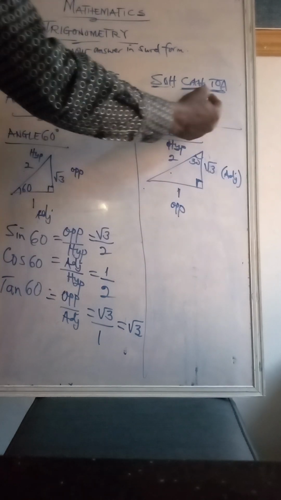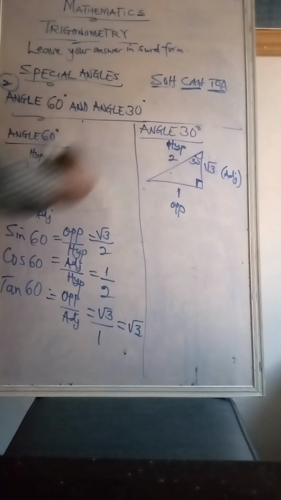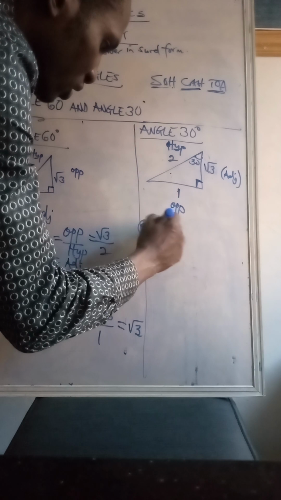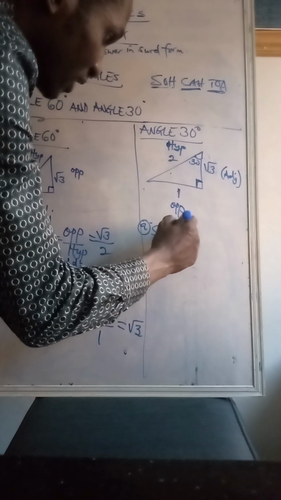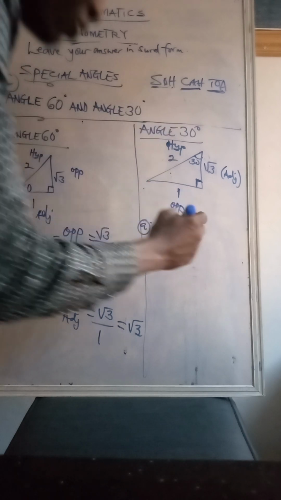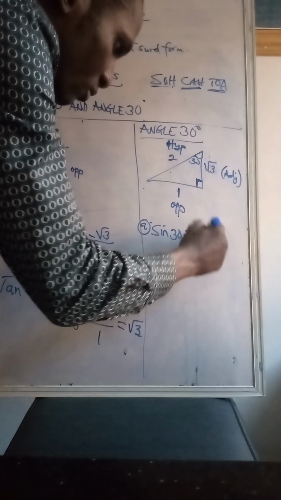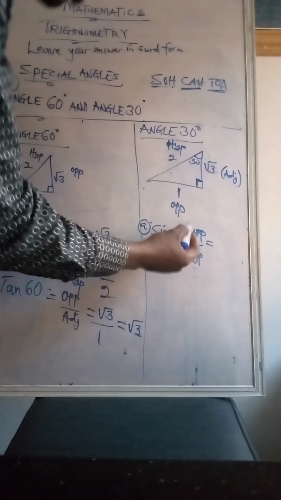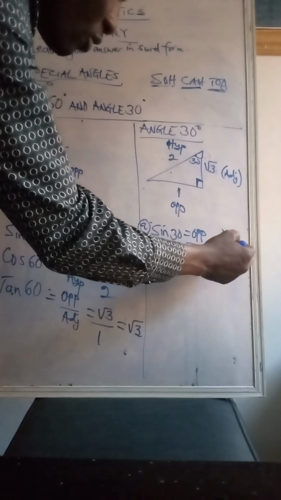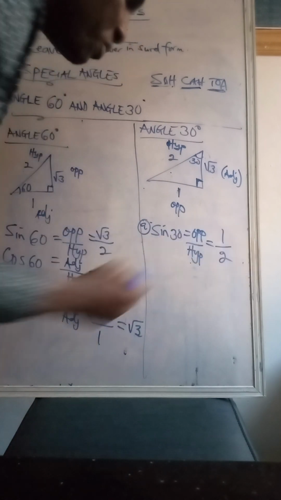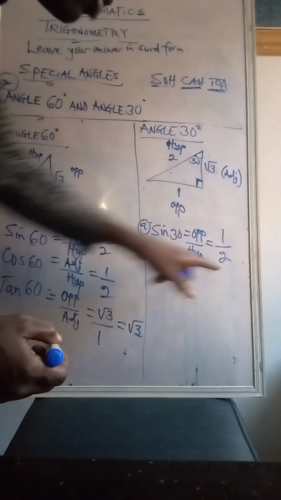Okay, following our SOHCAHTOA again. So we have the first one, which is sine 30. Sine 30 is opposite over hypotenuse. So we have opposite over hypotenuse. So the answer to that: the opposite is 1 over the hypotenuse, which is 2. Which means sine 30 is 1 over 2.